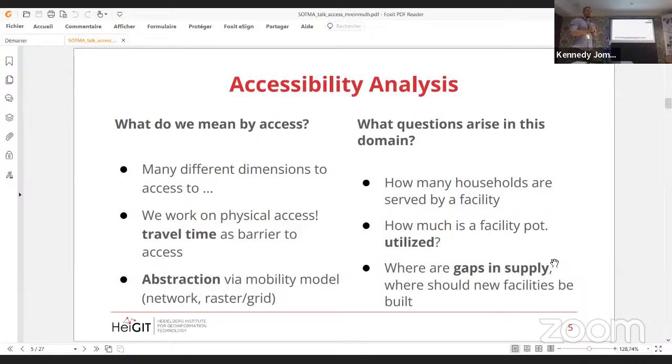You can also try to get an indication of how many households would potentially utilize a facility if they used only distance as motivation and did not consider other factors, like what type of facility it is. And therefore we can identify gaps in supply where many households are beyond a certain threshold to a service.